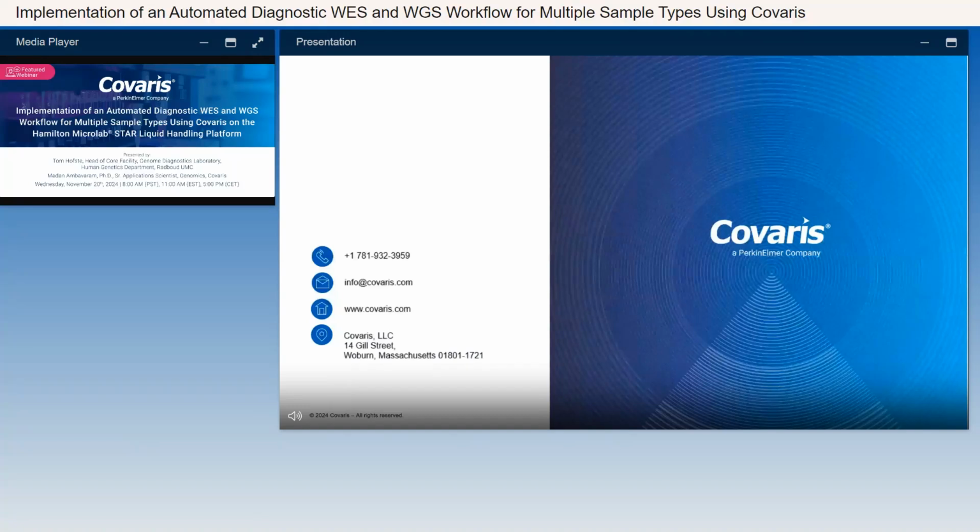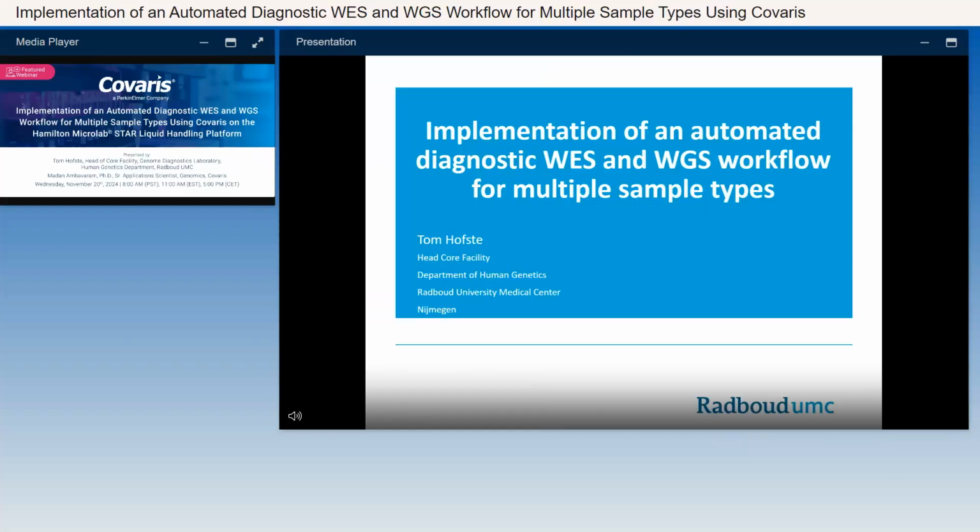Now, I would like to invite Tom Hofste to share insights on how Covaris technology supports their high throughput and automated NGS workflows in their core facility. Thank you.